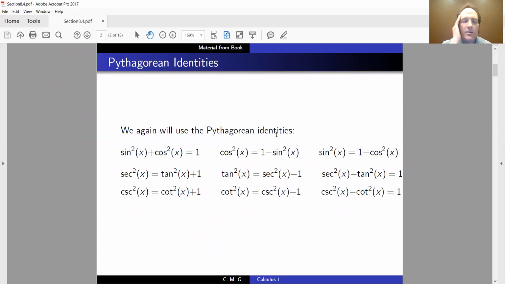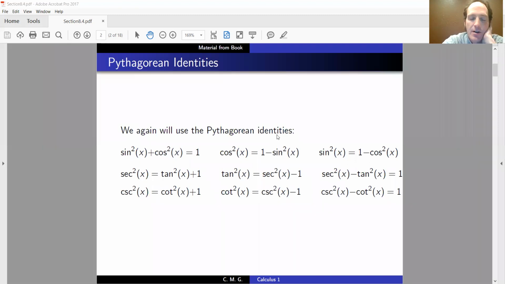We're going to talk about using the Pythagorean identities again. This time we need all of the Pythagorean identities. Last time I believe we just used the 1 minus cosine squared or a few of these other ones. This time we want to make sure we know all of them. All the Pythagorean identities come from the very first one: sine squared of x plus cosine squared of x equals 1. From there, I can get all the rest of these.